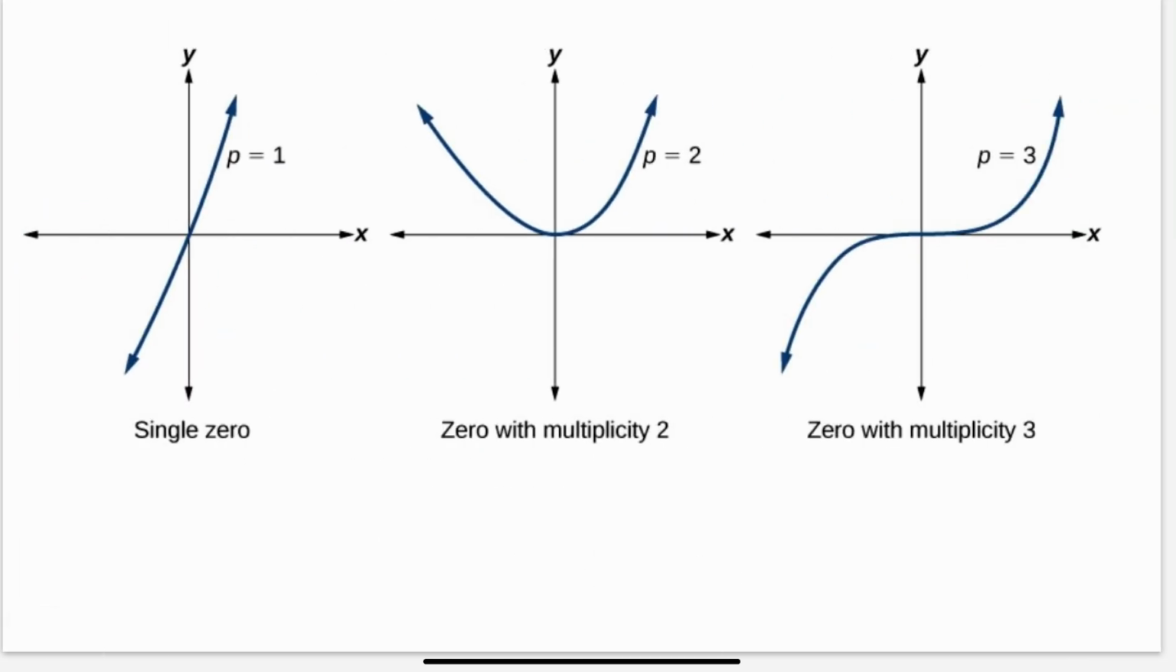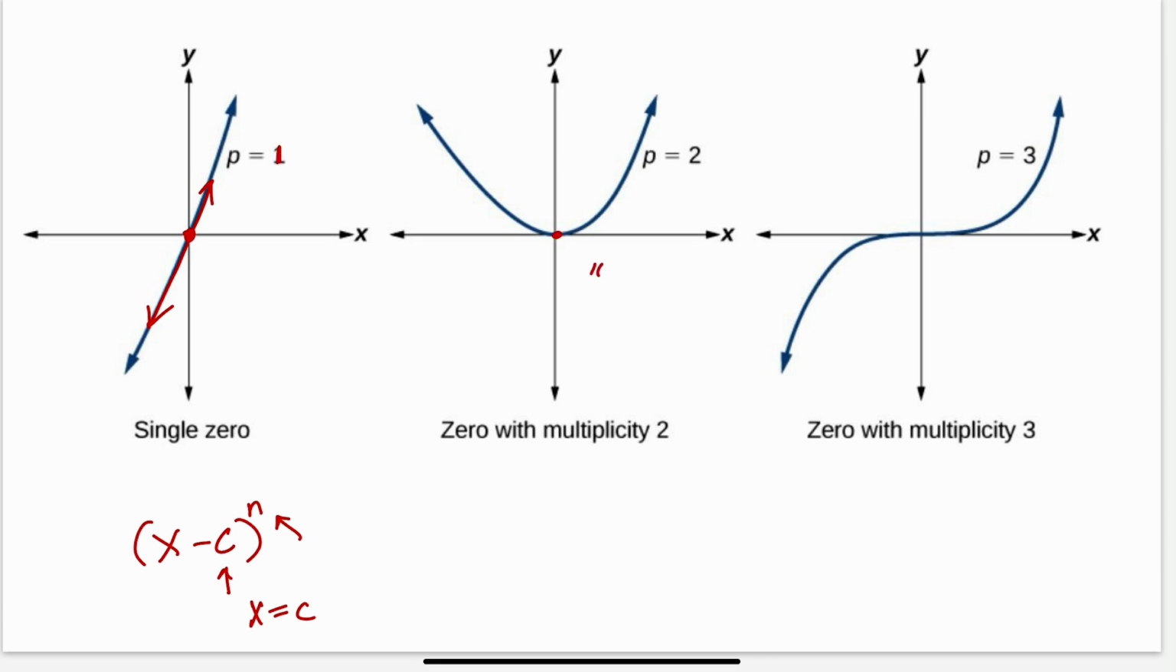Now, what does it mean to be the multiplicity? Again, the multiplicity means if you have x minus c as a factor of your polynomial and it's raised to the n, then that is your multiplicity of the 0 x equals c. So here I have a 0, and since it goes straight through like a line, that's going to be a multiplicity of 1.